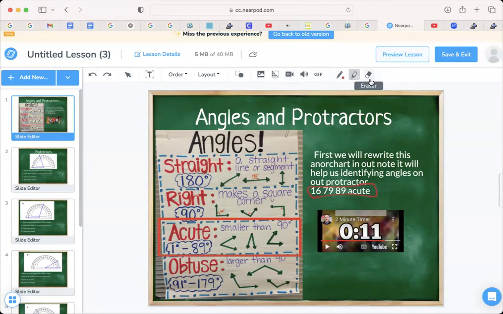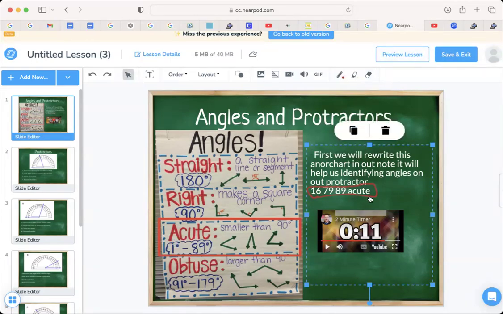19, 18, 17, 16, 15, 14, 13, 12, 11, 10, 9, 8, 7, 6. Should be giving Miss Bree a thumb so she knows that you're done to give you a check. 5, 4, 3. I'm at 2. Last one, 1. All right.